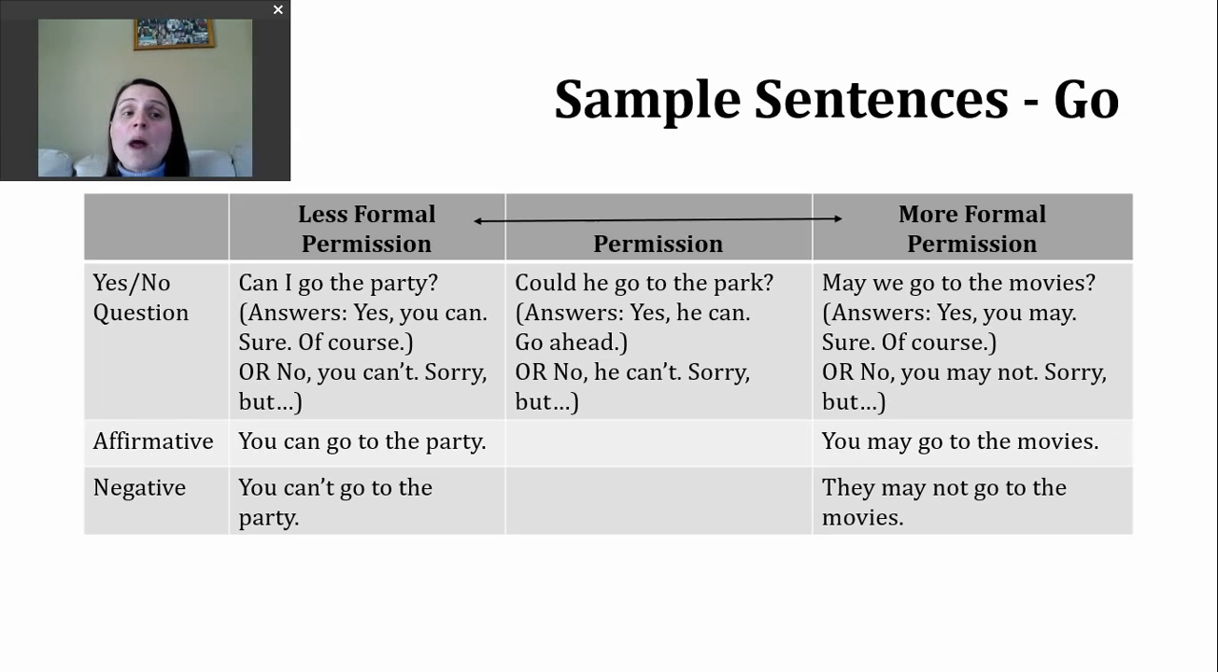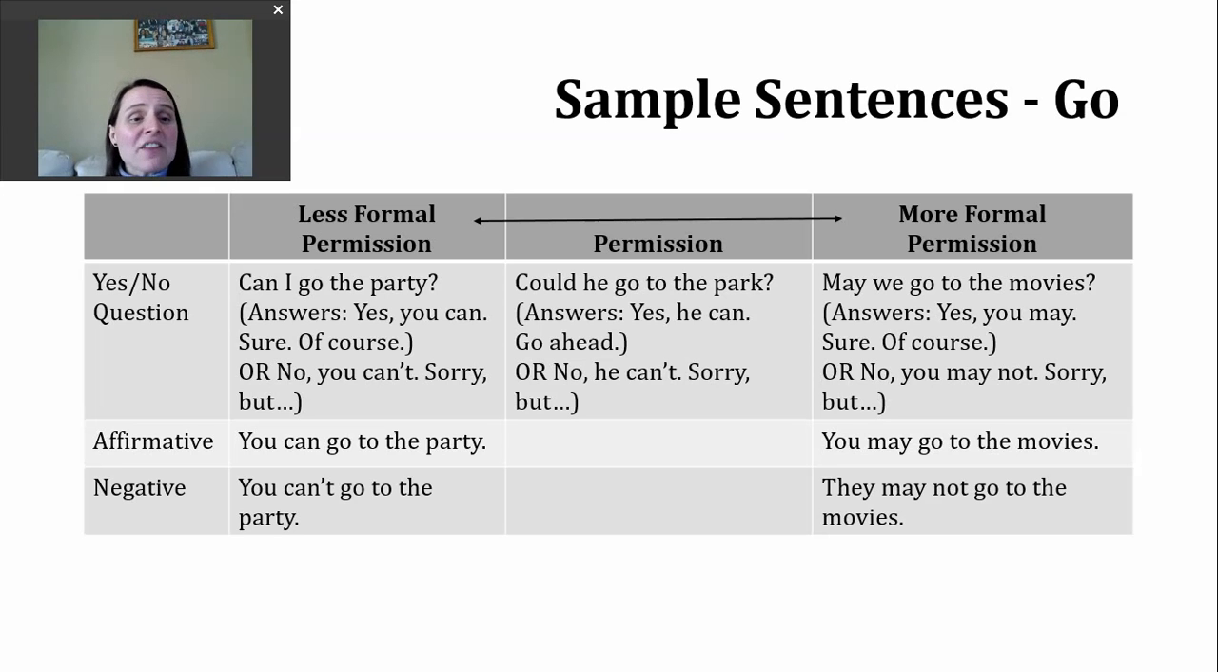And I want to point out, whether you're using less formal or more formal permission or the most formal permission, you can always add the word please to try and make this a little more kind or polite. So there are two places where you could insert the word please. The first and maybe easiest way to remember is at the end, right? So I can look at my other examples we've had here. Can I go to the party, please? Could he go to the park, please? May we go to the movies, please?